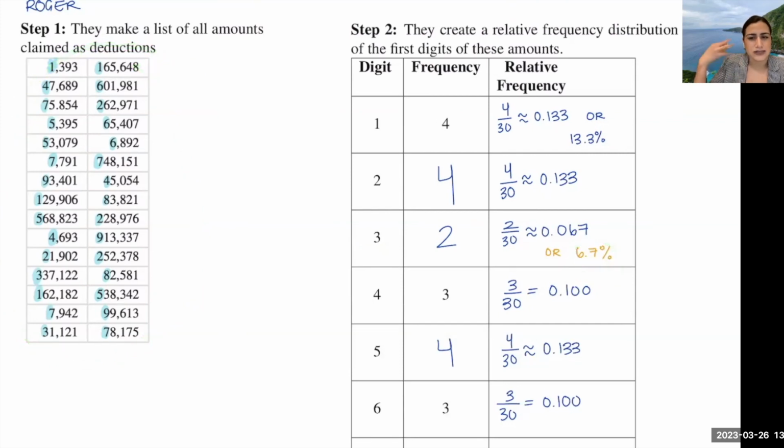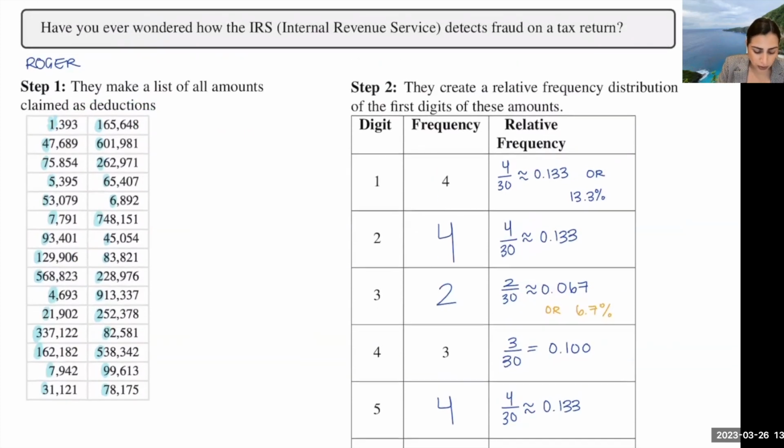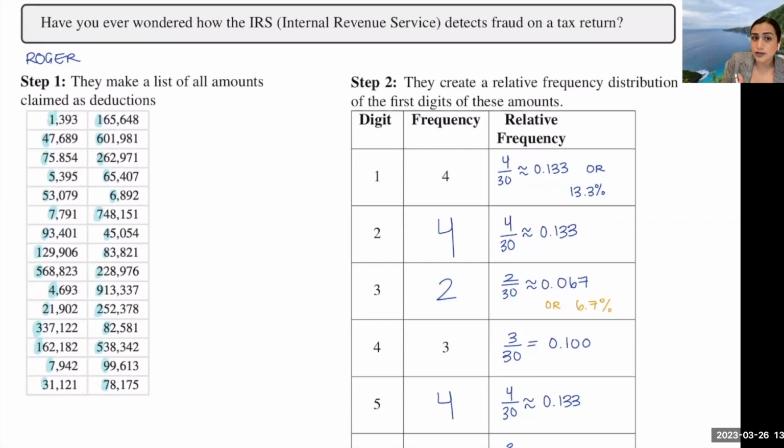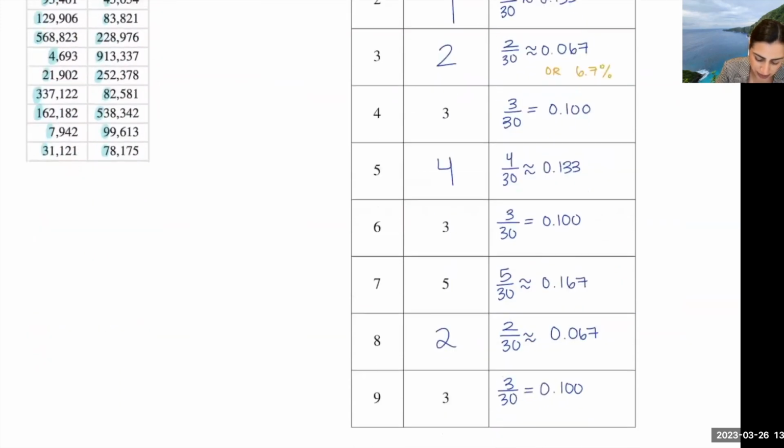I want to make sure that you guys understand what these values actually mean in relation to what we're working on. Okay, so again, we are trying to see if Roger has created fraud in his tax return. Okay, and so we're looking at the amounts that he claimed as deductions, and we're going to use statistical methods to figure out, hey, is something happening? Is there suspicious activity there with Roger? So let's go ahead and turn to the next page.